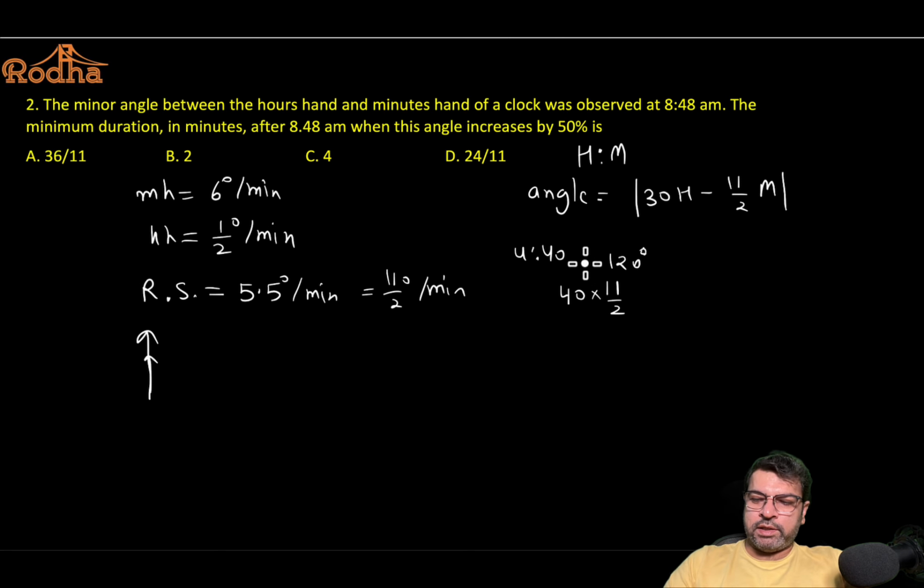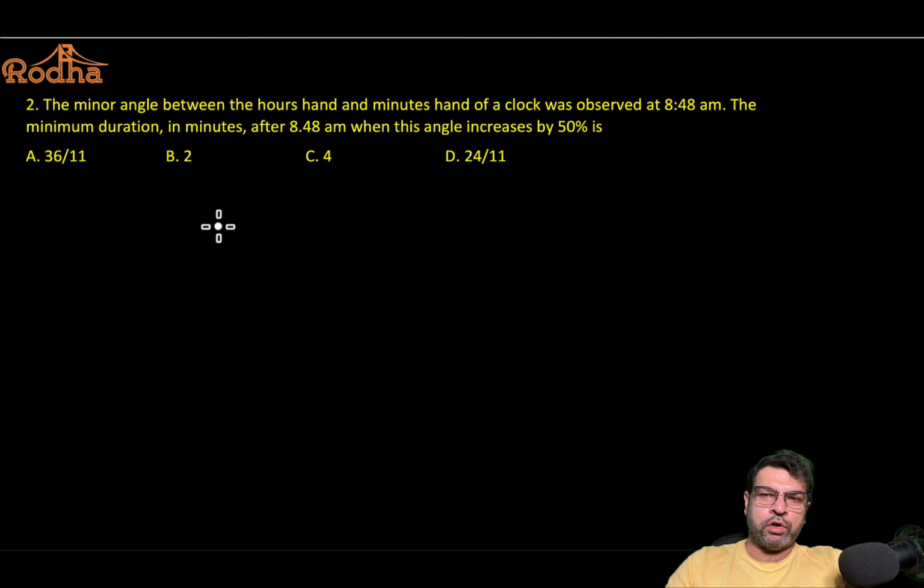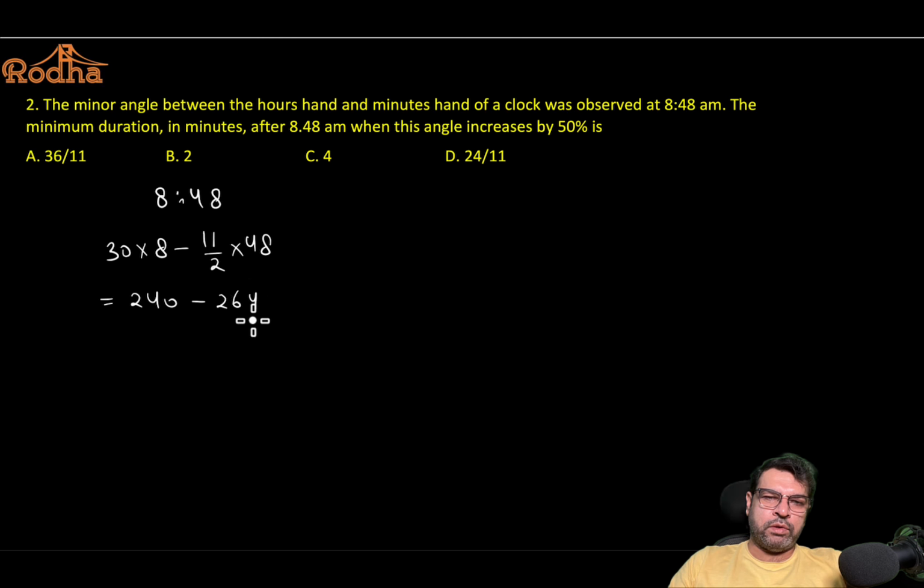Got it? So, yahan se karte hain. First of all, we will talk about 8:48. I need to find the angle between the hands. So, 30H minus 11 by 2 of M, that is 30 into 8 minus 11 by 2 of 48. So yeh aapka aa jayega 240 minus 24 into 11 is 264. Obviously, I'll do this in reverse. So, 24 degrees is the gap, the angle between the two hands at 8:48.